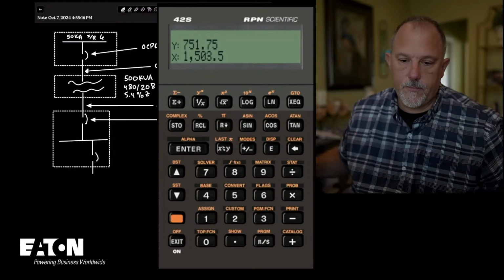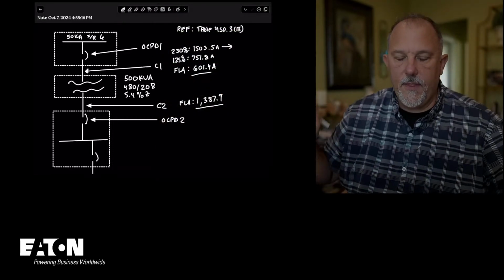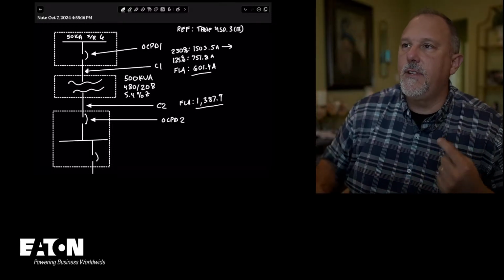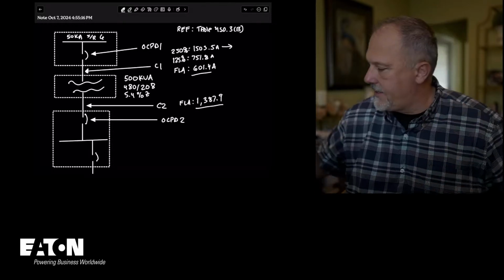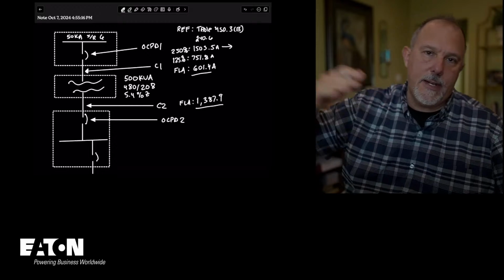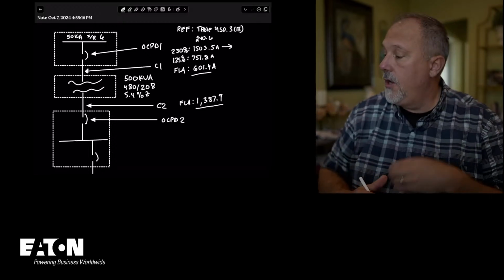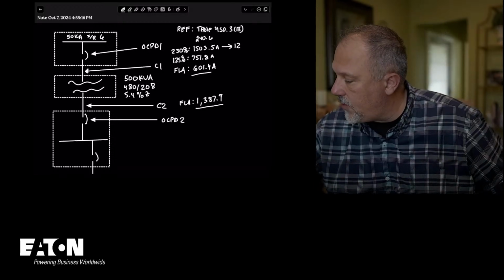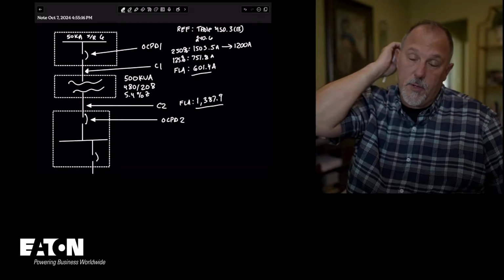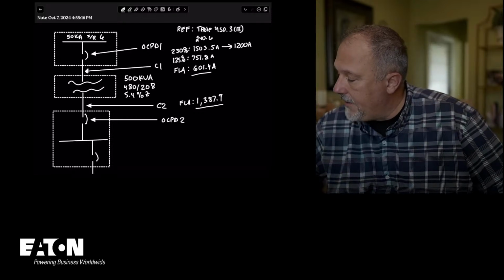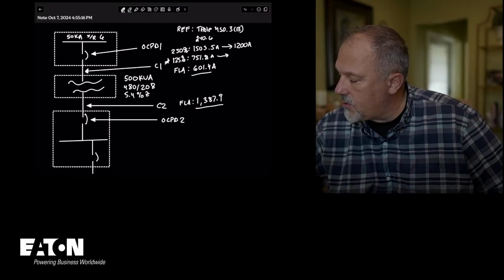That 1,503.5, if I go to table 240.6, 240.6 tells me, remember, I can't go to the next higher, so I can't go to a 2,000 amp feeder breaker at the 250%. I would go down, so that would be a 1,200 amp breaker, which would be the largest on the line side of the 500 kVA transformer. But I'm going to go with this 125%.